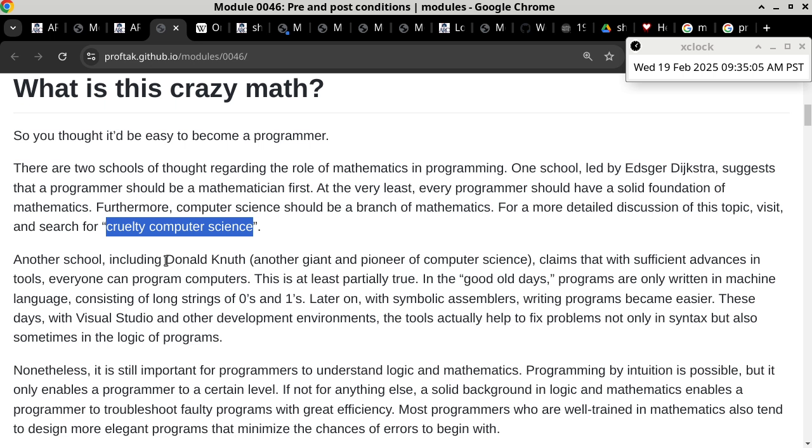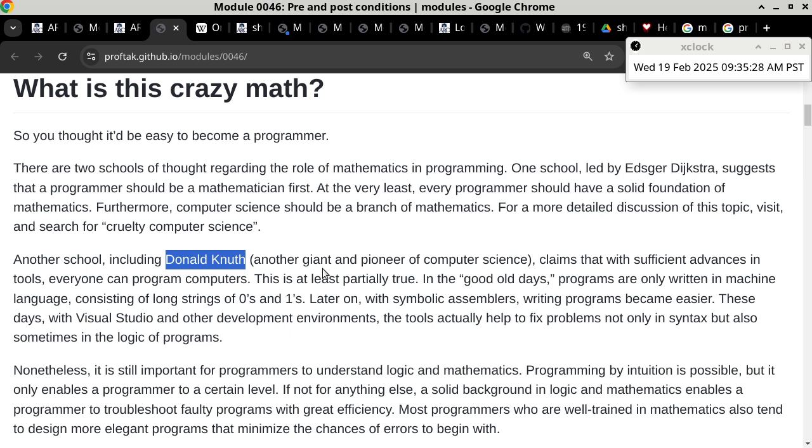Another school of thought is led by Donald Knuth, and these two were basically the giants of computer science and modern day computer science. And Knuth is still alive. He was a professor at Stanford University, and he's still pretty active. So you can look up his name and find out what Professor Knuth has been doing these days.